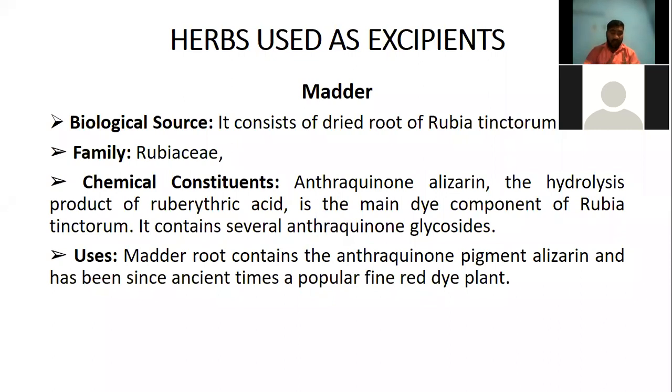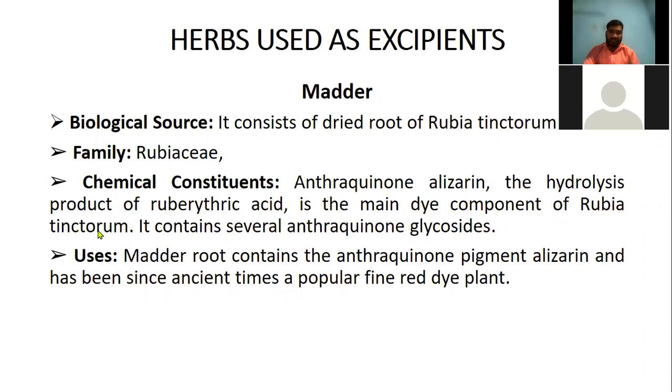Just remember one more important point: which part are you using? We use the dried root of Rubia tinctorum, which belongs to family Rubiaceae. Now we will discuss the chemical constituents of the madder plant. Rubia tinctorum contains the anthraquinone alizarin. This is the chemical constituent present in it. The hydrolysis product, rubiatic acid, is the main dye component of Rubia tinctorum.